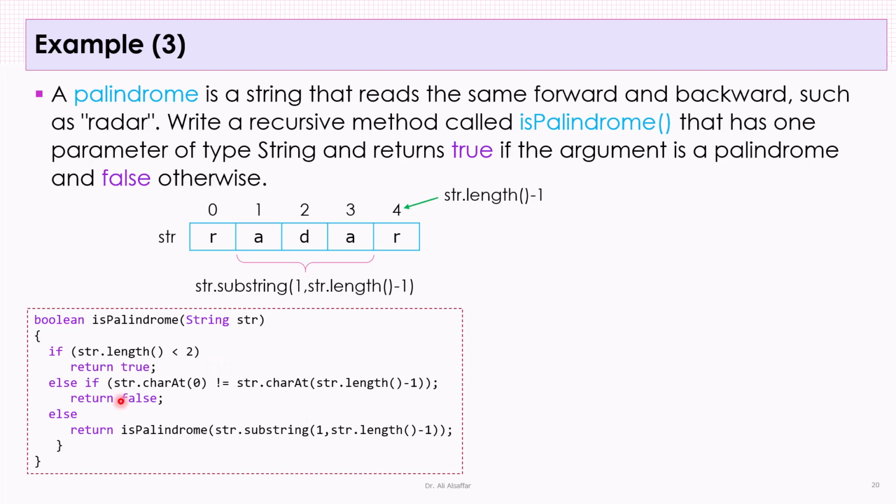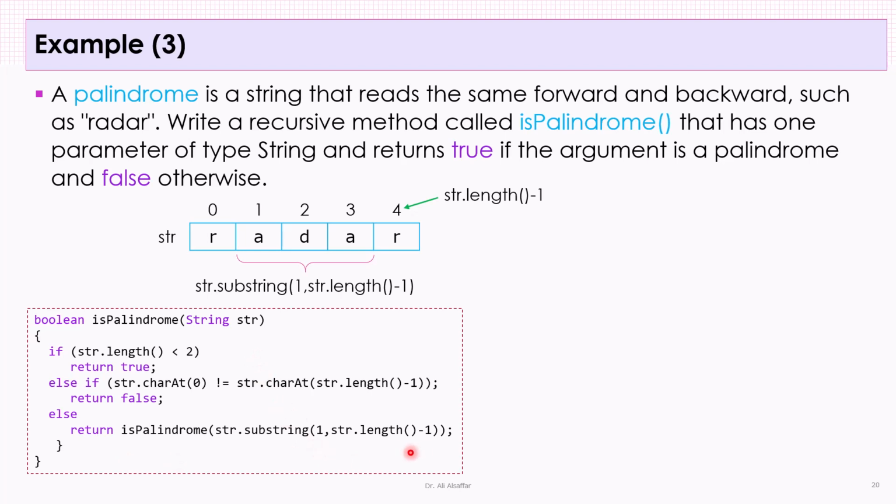In the second condition, we test the first character and the last character of the input parameter str. If they are not equal, then the process should be stopped and the method returns false, indicating that the input parameter str is not a palindrome. Otherwise, the method is called recursively on a substring that starts at 1 and ends at length - 1.